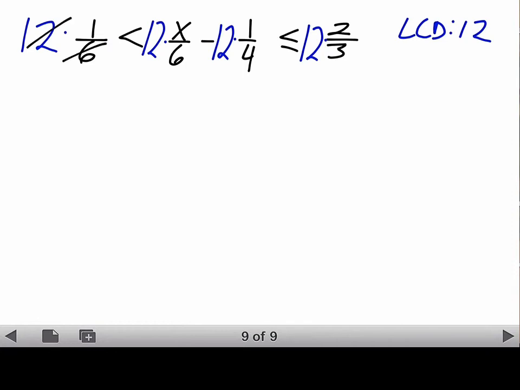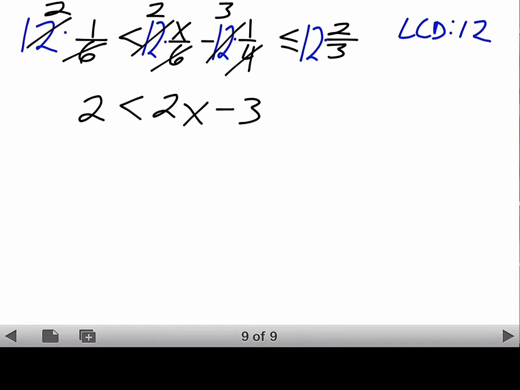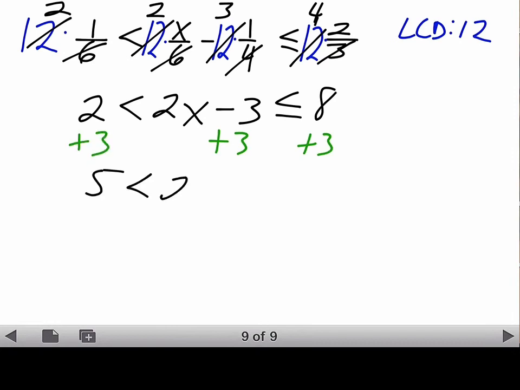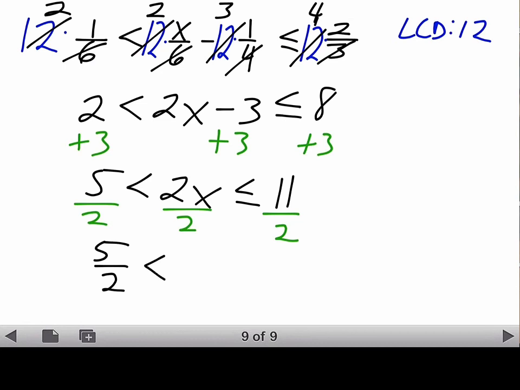So 12 times 1/6, that reduces to 2, is less than 6 into 12 goes 2 times, so I have 2x. 4 into 12 goes 3 times, so minus 3 is less than or equal to 3 divides into 12 4 times, leaving 8. Now I'll add 3 to all three parts. We get 5 is less than 2x, which is less than or equal to 11. Finally, divide by the positive value of 2. And I have 5 halves is less than x, which is less than or equal to 11 halves.